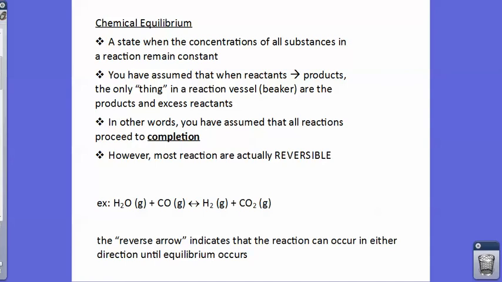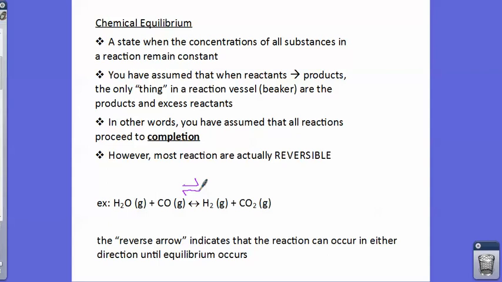So from this point forward, we're going to be drawing these double arrows to indicate that it's a reversible reaction. There are a couple of different ways you could draw these arrows. You can draw it like this, or more often you'll see a half arrow in each direction. That's more common. It's just that with formatting in Microsoft Word, it can be a little bit difficult to get the correct symbol in. So the reverse arrow indicates the reaction can occur in either direction until equilibrium occurs.